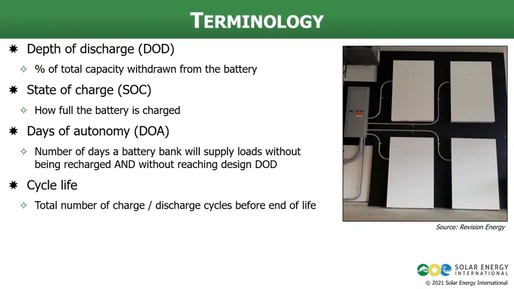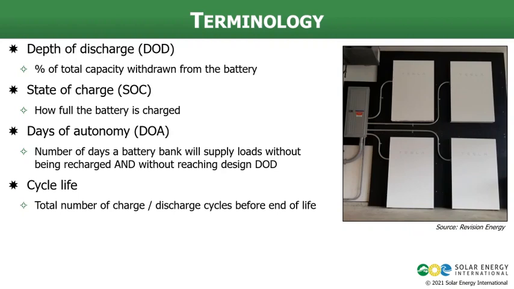Cycle life is the number of charge and discharge cycles that a battery can provide before it reaches the end of its useful life. A charge and a discharge cycle is usually seen as going from 100% state of charge to the maximum depth of discharge and then back to 100% state of charge. So that would be one cycle.